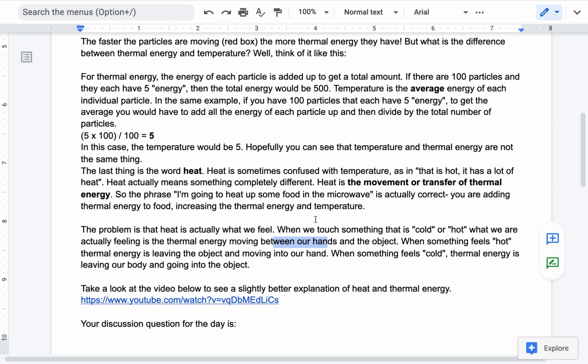Probably a great example to think about this is if we take your whole body and put it in a swimming pool or a lake. If the water is cold, energy will be leaving our body and you will feel cold. You'll feel that the water is cold. If you stay in there long enough, your body temperature will actually decrease because energy is leaving your body to warm up the water around you.